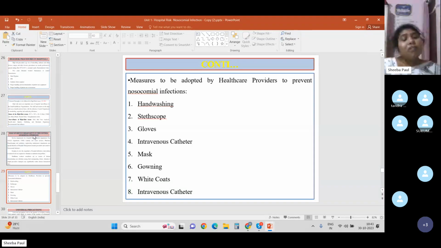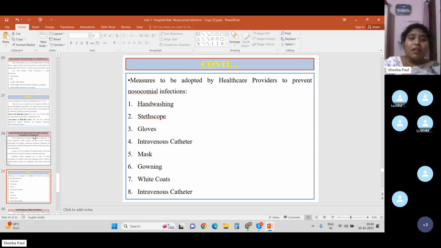And then use a mask whenever you come in contact with patients during care, or whenever you are in the unit providing care to multiple people. Gowning procedure: it's not mandatory to wear a gown every time you go and talk to patients in units, but it is mandatory when you do sterile procedures. And then white coats are a great agent of cross contaminating people from one person to another.